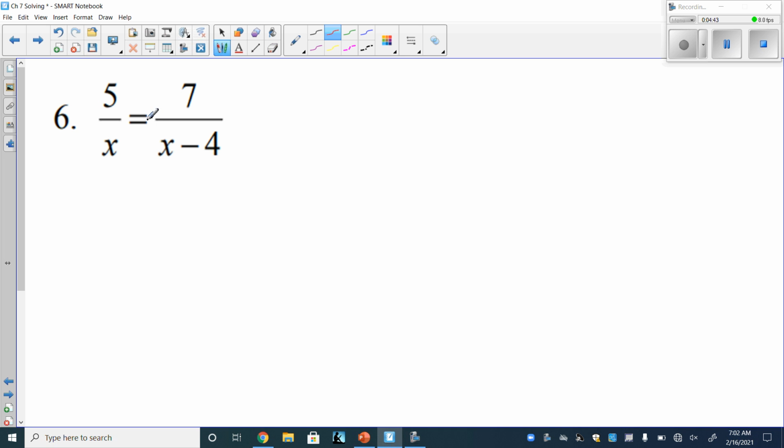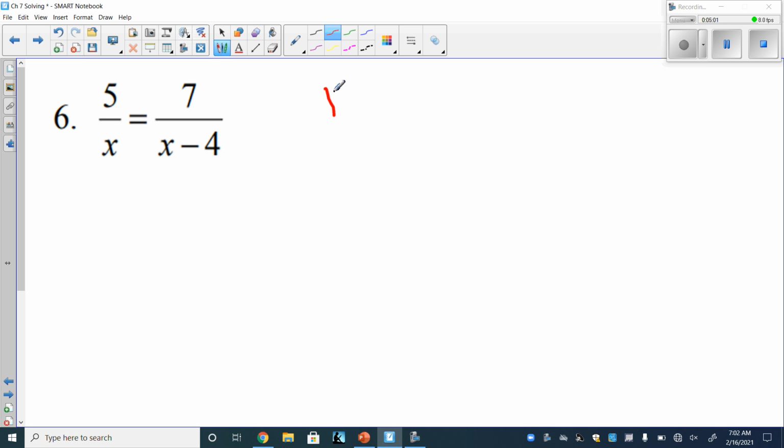Okay, let's look at another one here. Now this one is 5 over x is equal to 7 over x minus 4. We can look and see what our restrictions would be first, because we did that last on the other one and had a tendency to do that last, but we can do that first.